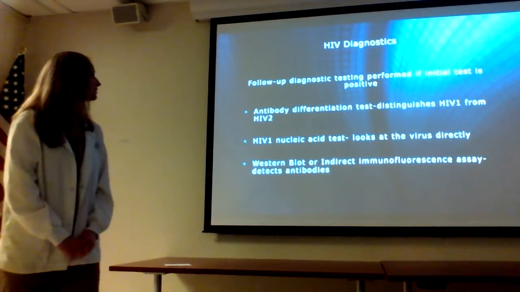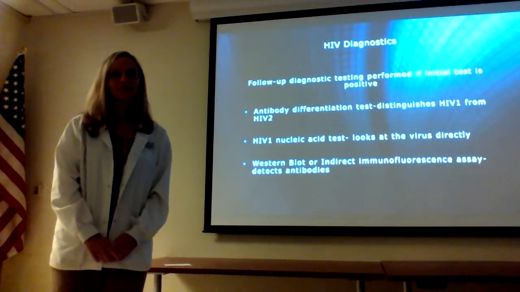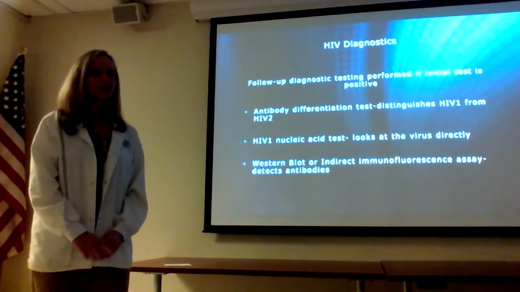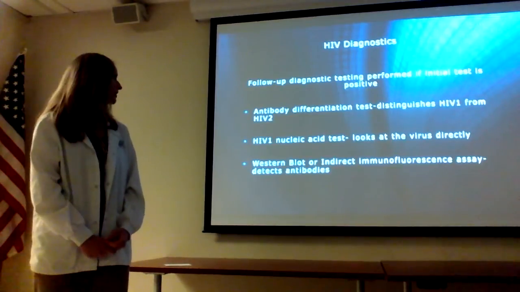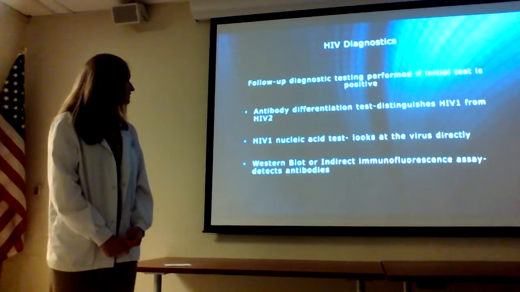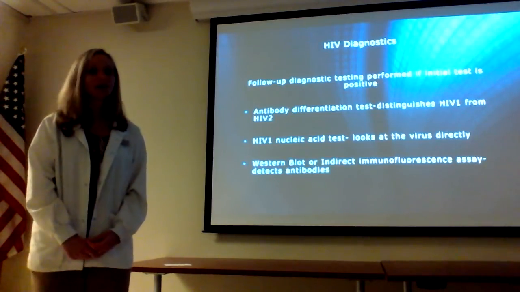HIV diagnosis. If a patient tests positive for HIV, they will have to have follow-up testing, which means there will be additional testing to prove that they do have HIV. This includes an antibody differentiation test, an HIV-1 nucleic acid test, and a Western blot.